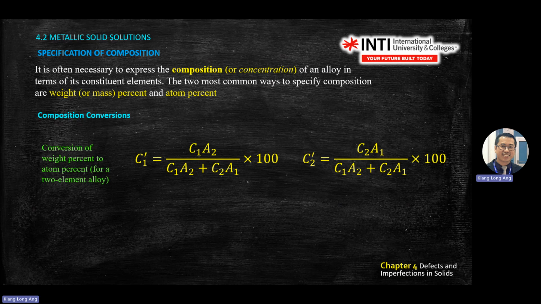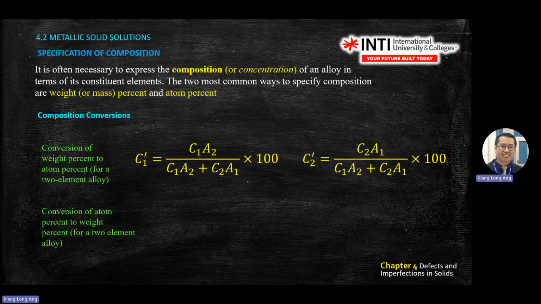More than 2, you need to do separately, this one. So if you want to convert WT or weight percentage back to atomic, you use this formula. C1A2 plus C2A1 divided by C1A2 to do conversion. Same with this side. You only need to do 1, then this side is 1 minus this side, or 100 minus this side. It's the same. You should have 100%. Okay.